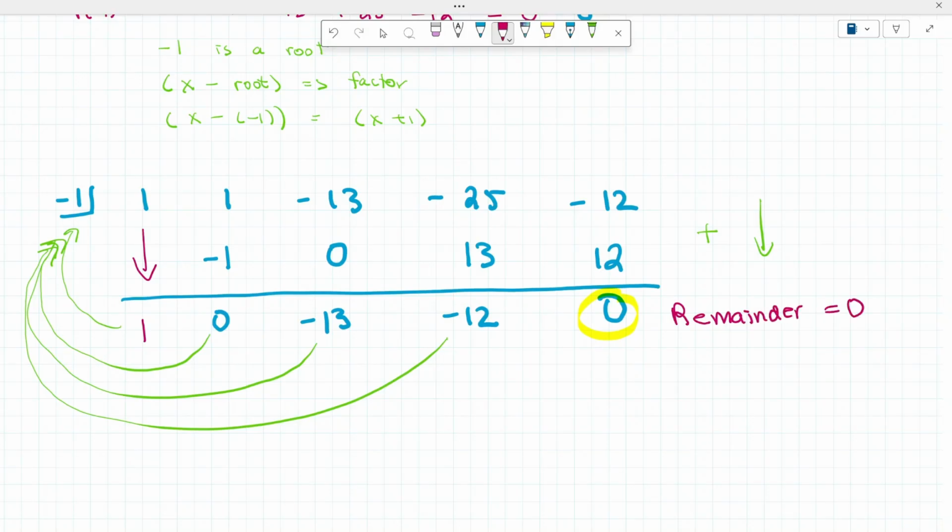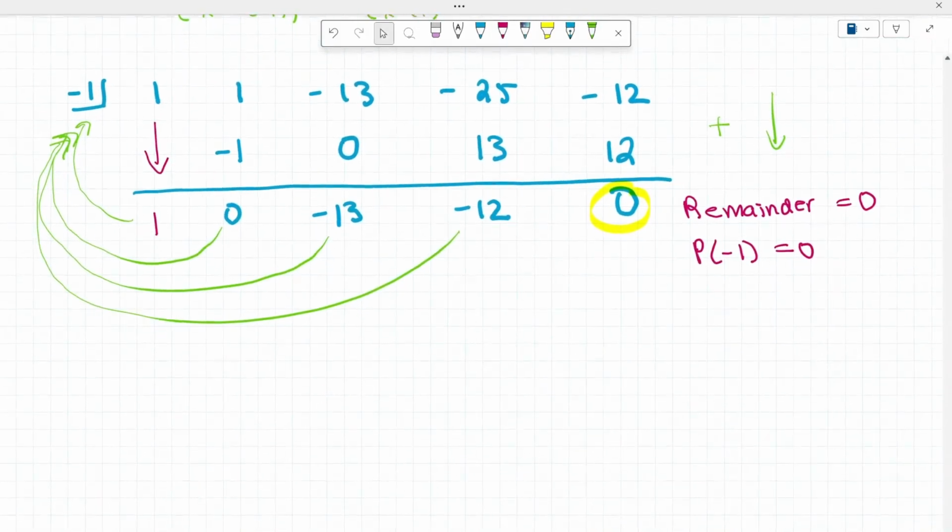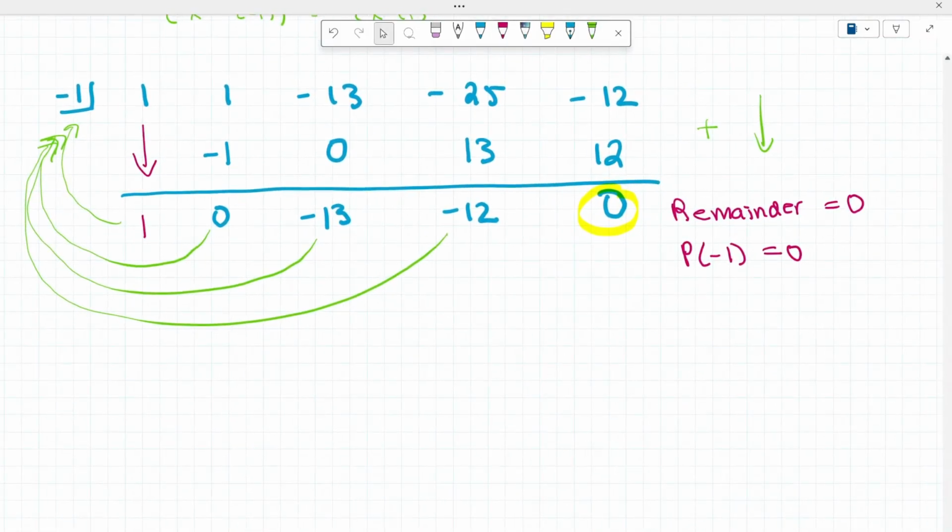And as it should be, because we said that p of negative 1 equals 0, and we've already determined that this is a root and x plus 1 is a factor. Great, so now that we've done this synthetic division, we knock off 1 degree of the polynomial. So we start with degree equals 4, and now we're going to have degree equals 3.